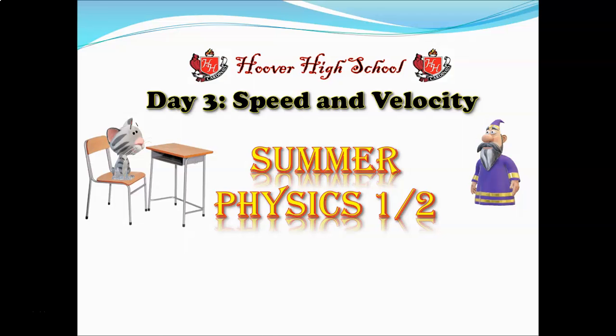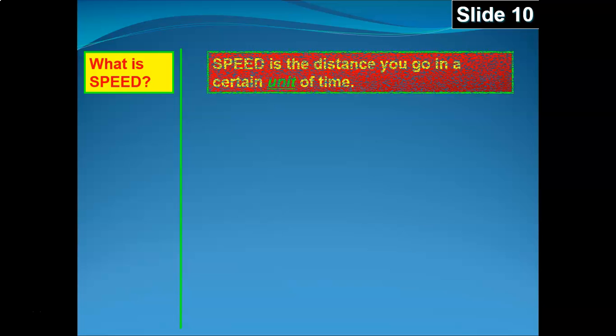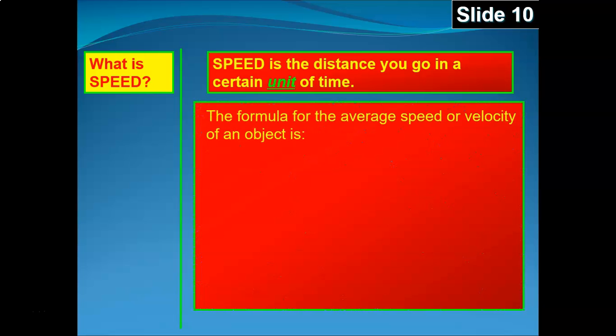Summer physics. We're moving on to day 3 lesson, which is on speed and velocity. So what is speed? Speed is the distance you go in a certain amount of time. So the formula for average speed or velocity of an object is average speed equals distance divided by time, which is d over t. So we abbreviate distance with a lowercase d and time with a lowercase t.